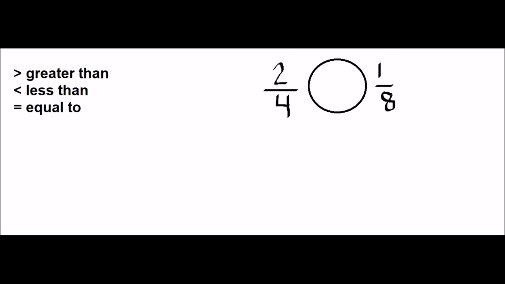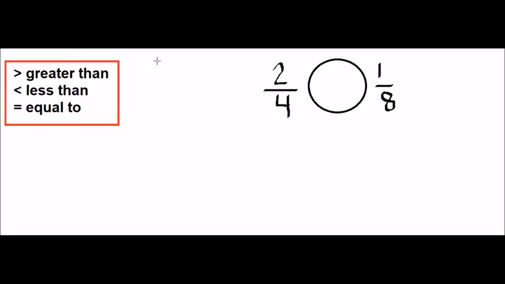First, I want to bring your eyes over to the compare signs. We have greater than, less than, and equal. Remember, the alligator likes to eat the bigger number. So that open side always goes to the bigger number. Here are two fractions we need to compare, 2/4 and 1/8. Inside the circle, we're either going to give a greater than, less than, or equal to.